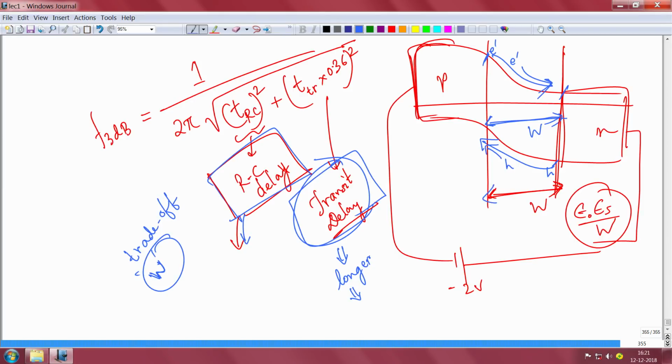Also the depletion region is the region where you want all the photons to be absorbed. If your depletion region is narrow, then the fraction of photons you are absorbing will also be small, and so your efficiency also will come down. So there is a trade off that you have to play.